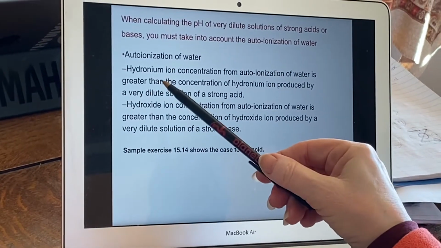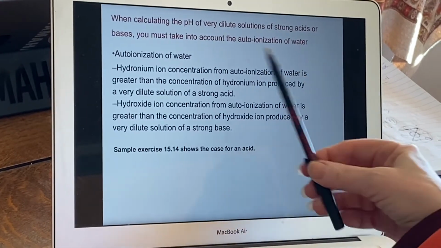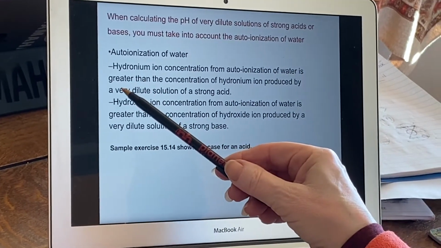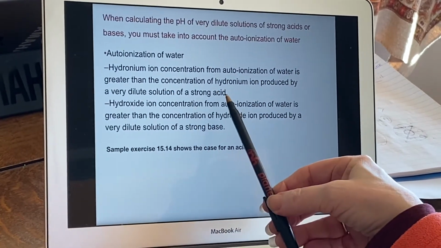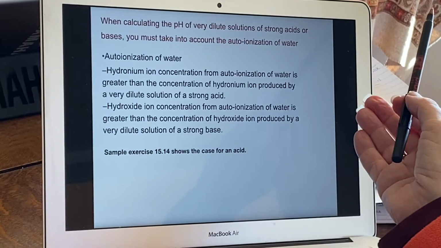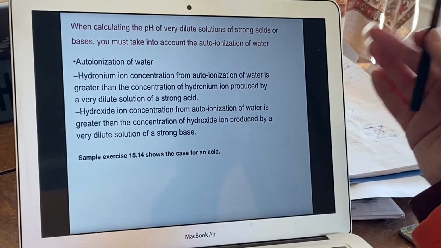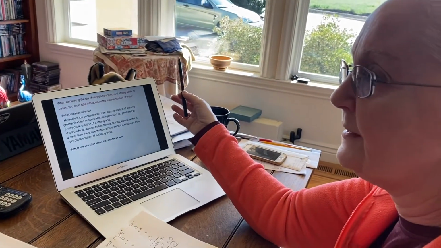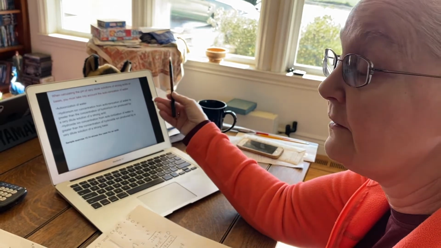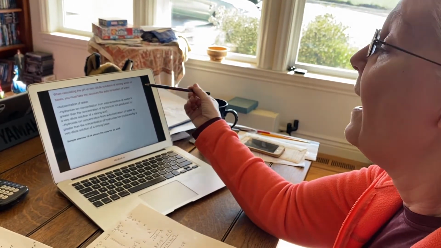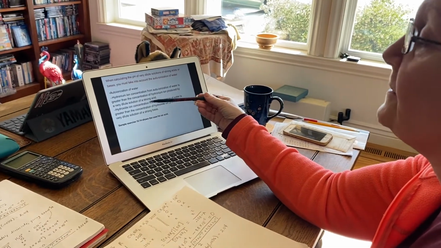Okay, what did I just say here? Hydronium ion concentration from the auto-ionization of water is actually more than the hydronium ion that was produced by the acid alone. Because the auto-ionization of water said it should be 10 to the minus 7th. If I had a nanomolar solution, that would only be 10 to the minus 9th. So I have to make sure that I put both of those in together in order to get an accurate number. And the same idea if you're doing the base.